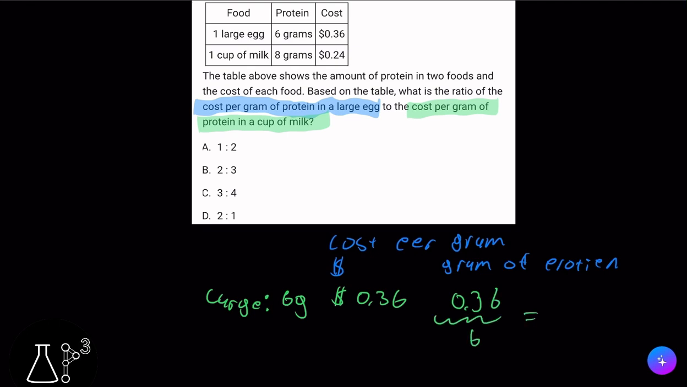Remember, you want to plug it into a calculator. If you do 0.36 divided by 6, you get 0.06 cost per gram for a large egg. So let's do 1 cup of milk. So cup of milk over here.